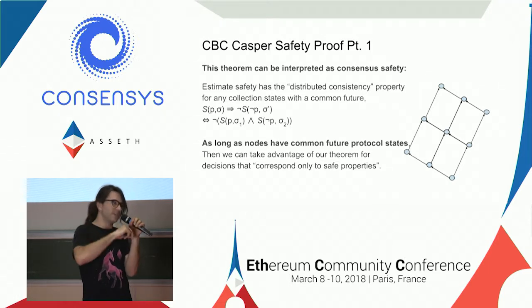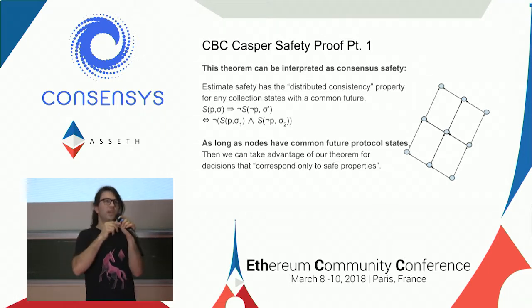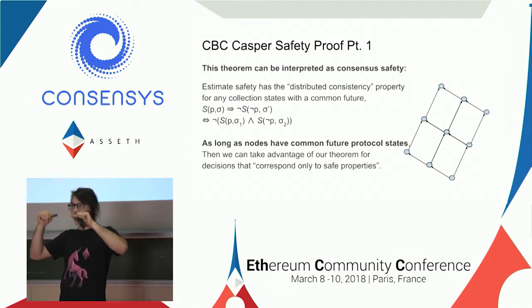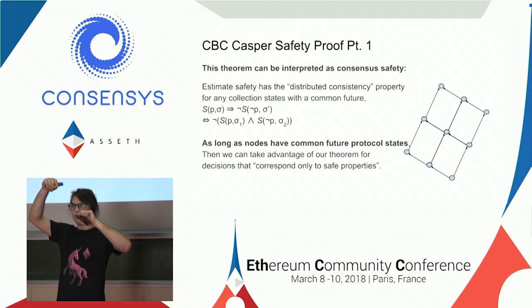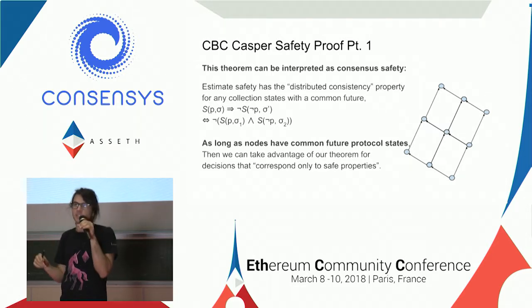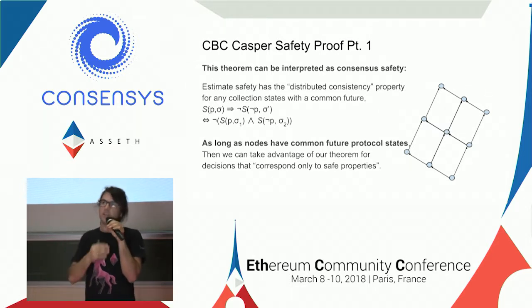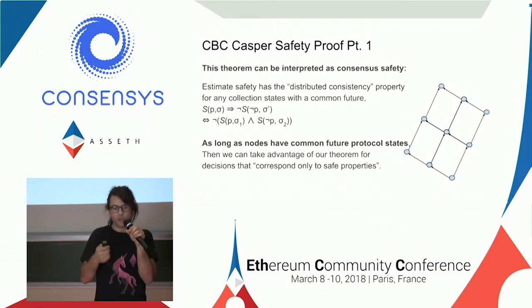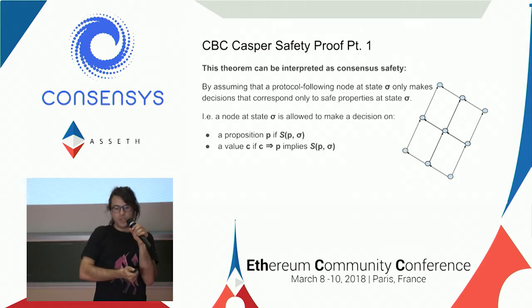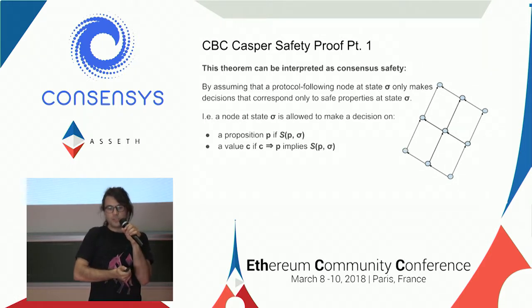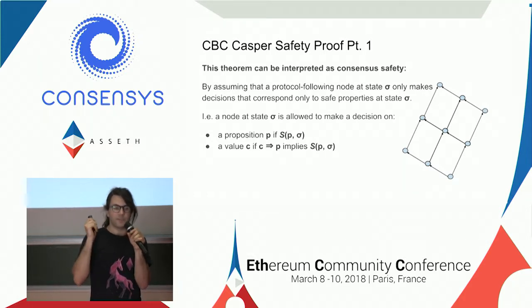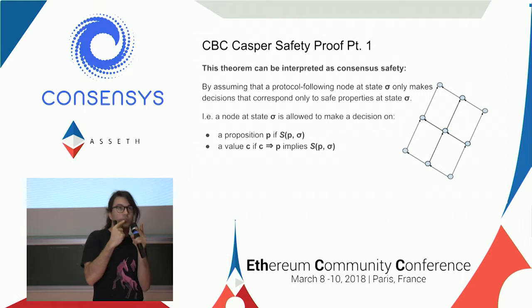Before, we were just thinking about one node running through the thing. Now we can imagine multiple nodes running through these protocol state transitions. And if they have a state in common and they only decide on stuff that's safe, then they get to have consensus safety. Because all the stuff they decide on holds in their common future state, and therefore is consistent. So basically, you're allowed to make a decision if it's on a safe proposition or if it's on a value that only implies safe propositions.